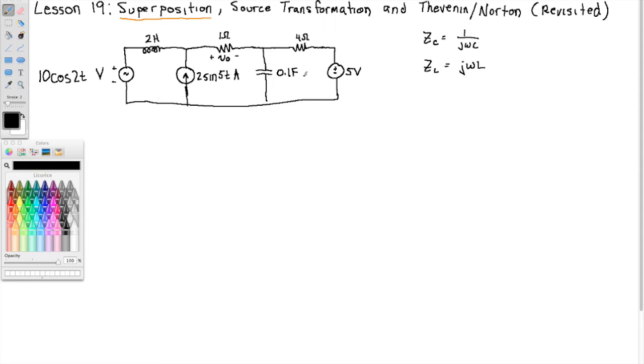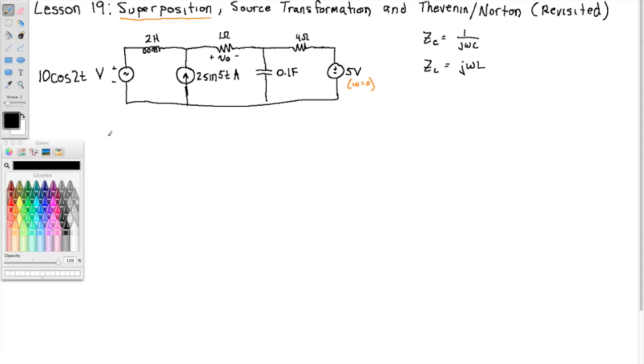So when you transform this picture into the frequency domain, which frequency will you use? Will you use 2? Will you use 5? Or will you use their DC equivalent when omega is 0? This is basically omega equal to 0. Notice when omega is 0 here, the impedance of the capacitor is infinite, an open circuit. And when omega is 0 here, the impedance of the inductor is 0, a short circuit. So which will you use? Well, the answer is you have to consider each one of the sources separately.